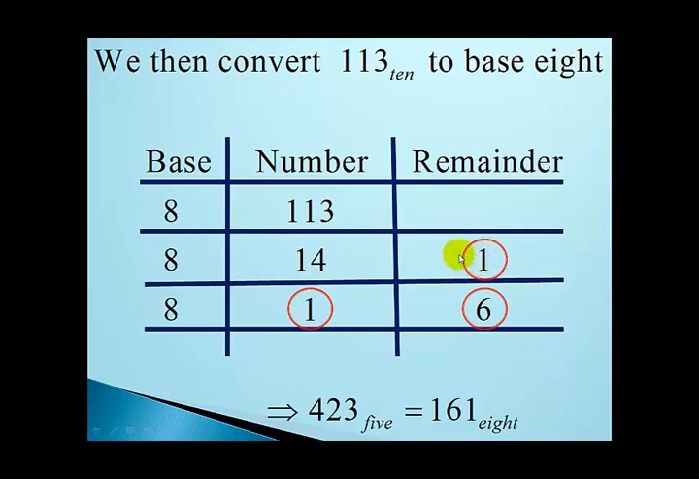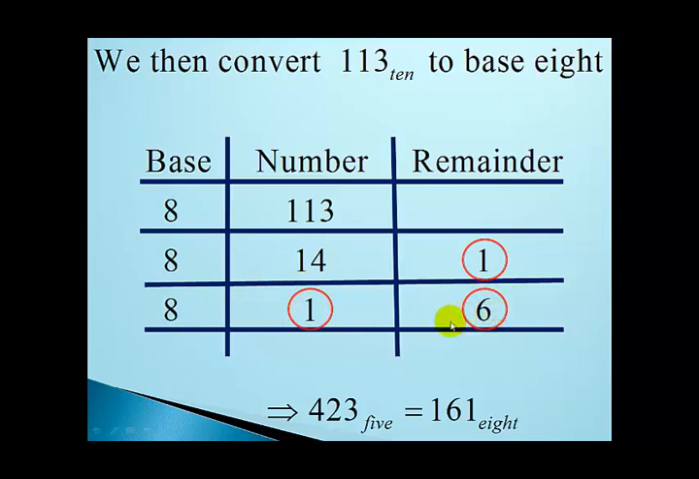How do you get remainder 1? When you multiply 14 by 8, the result is 112, and the difference between 112 and 113 is 1. That's the remainder. Now 14 divided by 8 is 1, and the remainder is 6. How did you get 6? When you multiply 1 by 8, the answer is 8, and the difference between 8 and 14 is 6. And that's how we have the remainder 6.